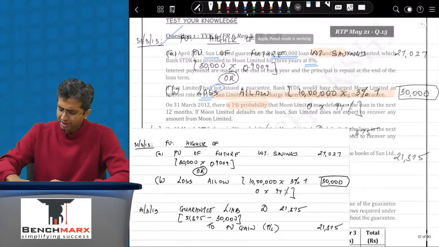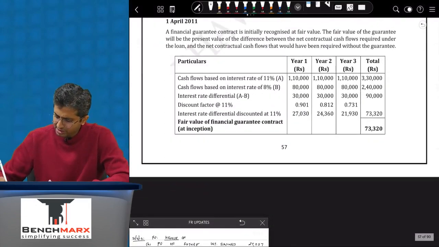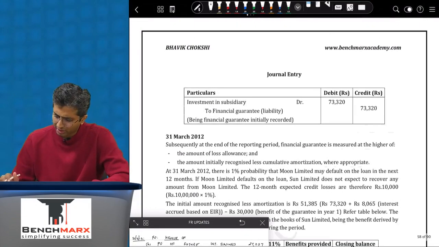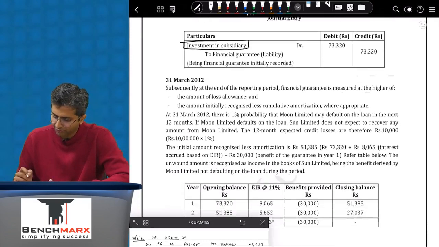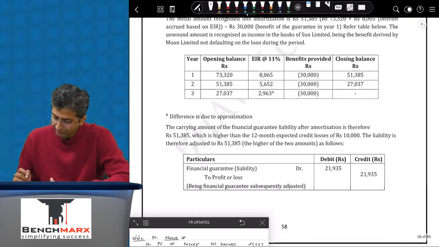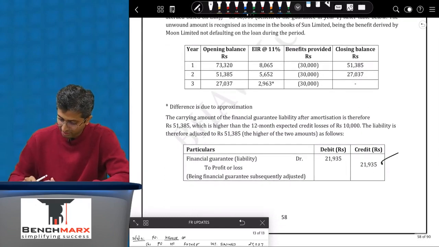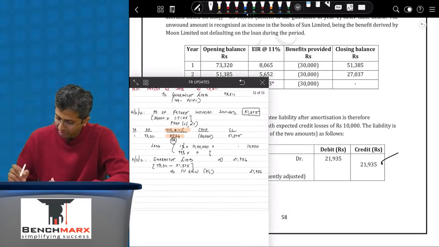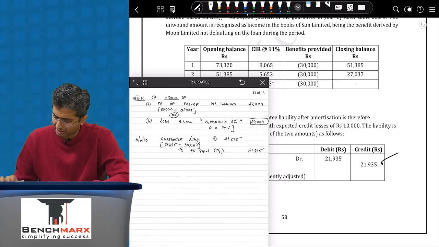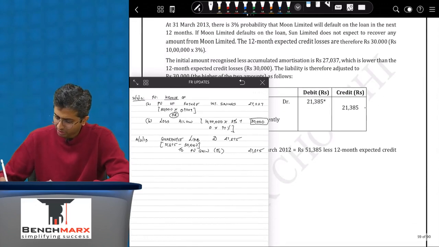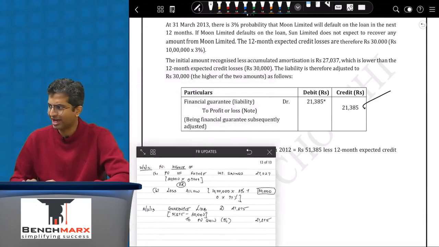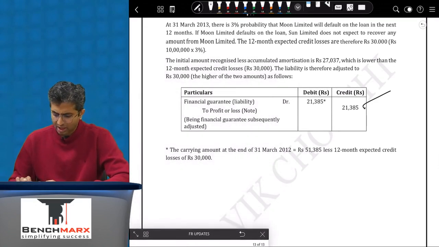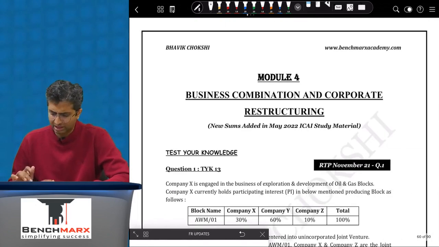So these are the journal entries. Let me just see. Starting, you get 73,320, approximately the same number. You will debit against the investment in subsidiary because it is an off-market transaction. At the end of year 1, 21,935, approximately the same answer. We have 936 going to the P&L, and at the end of the second year, 21,385, approximately 21,375, will go to the profit and loss account. So that should take care of financial instruments.